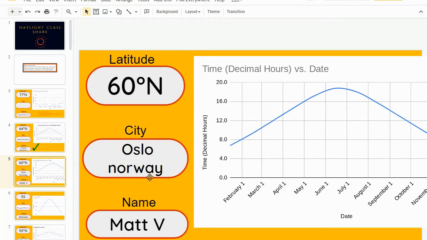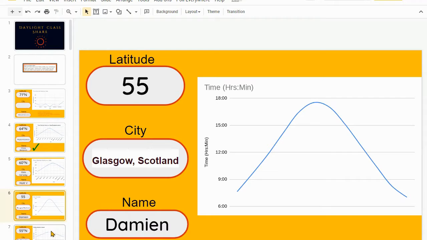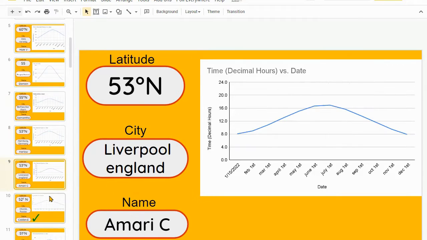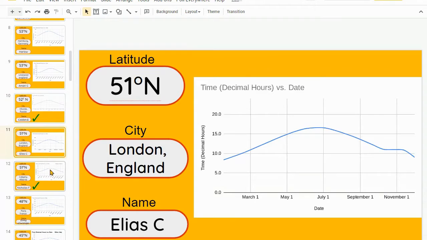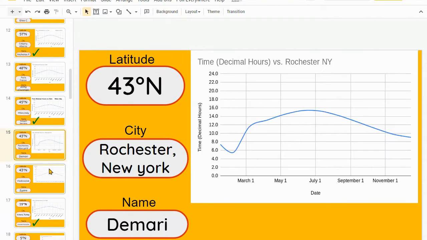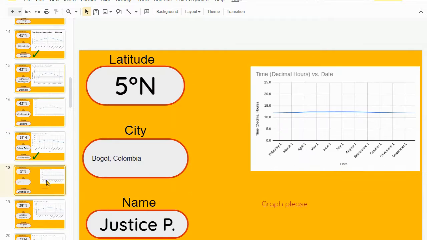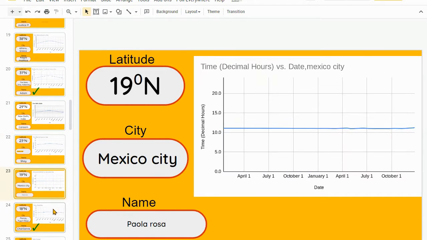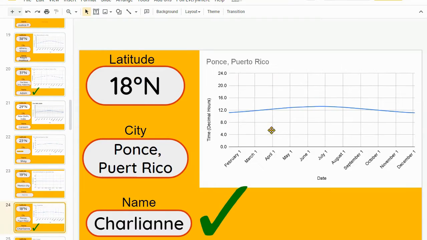June 21st, longest day of the year. Well, no dates on that one. June 21st, longest day of the year. Everything in the northern hemisphere has its longest day on June 21st. Even when we get down pretty low towards the equator, we can still see how here in Puerto Rico, June 21st is our longest day of the year.